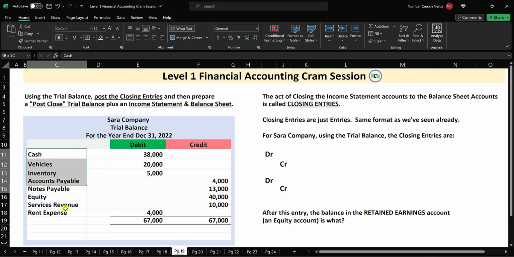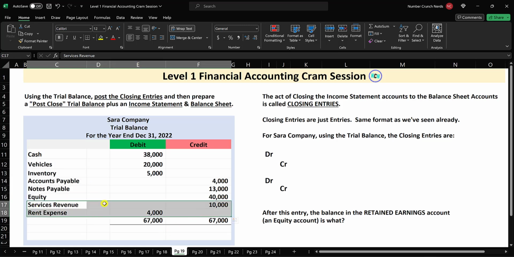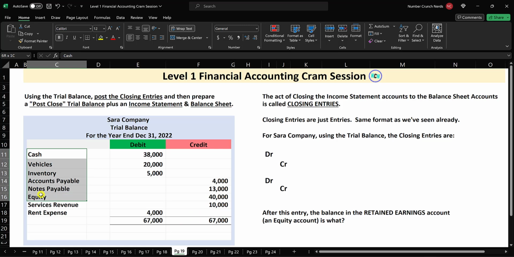On this list of accounts, which ones are the income statement accounts? It's going to be revenue and expense. These are my income statement accounts. These are all balance sheet accounts. That's an asset. That's an asset. Inventory is an asset. Accounts payable is a liability. Notes payable is a liability.